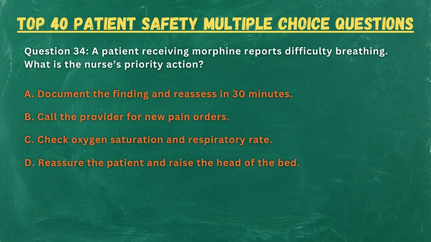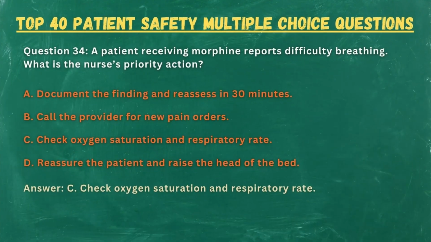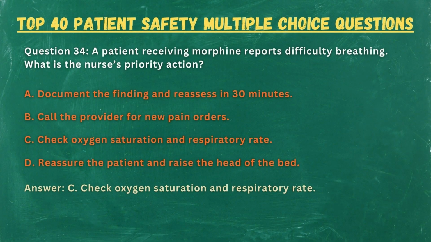Question 34. A patient receiving morphine reports difficulty breathing. What is the nurse's priority action? A. Document the finding and reassess in 30 minutes. B. Call the provider for new pain orders. C. Check oxygen saturation and respiratory rate. D. Reassure the patient and raise the head of the bed. Answer. C. Check oxygen saturation and respiratory rate.